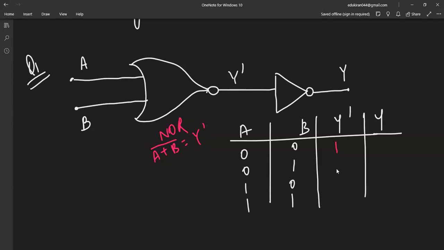0 plus 1 is 1, so this will be 0. 0 plus 1 is 1, so this will be 0. 1 plus 1 is 1, so this will be 0. This is Y dash. Now, which gate is this? This is the NOT gate. That is, whatever is the operation here, just reverse it to get it. So this will be 0, 1, 1, 1, like this. Quickly write it. Some more questions, let's practice.